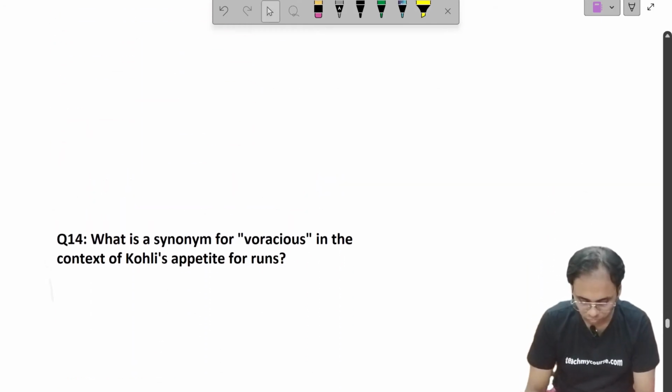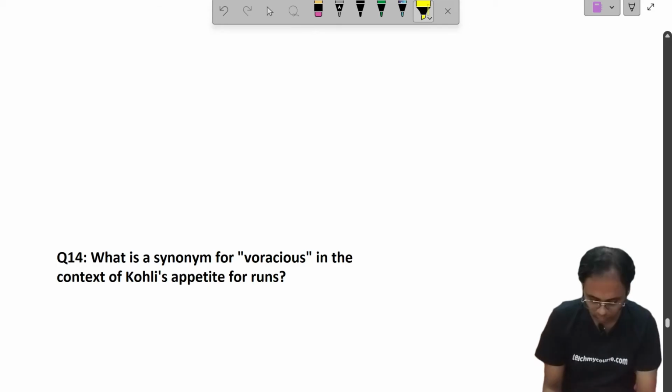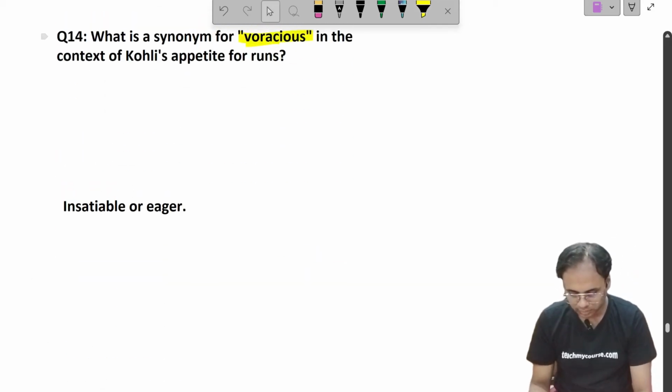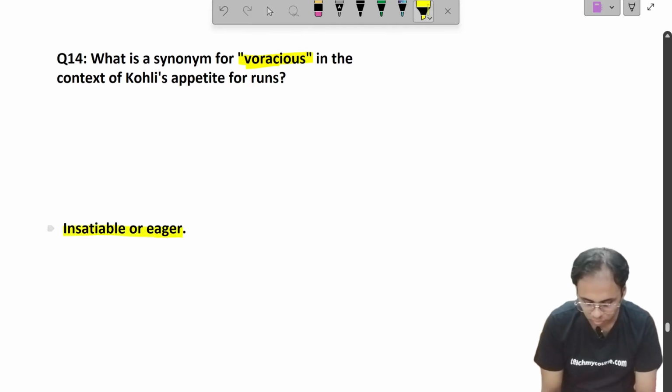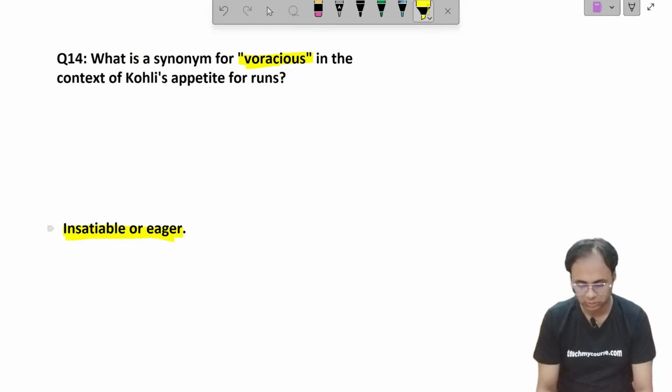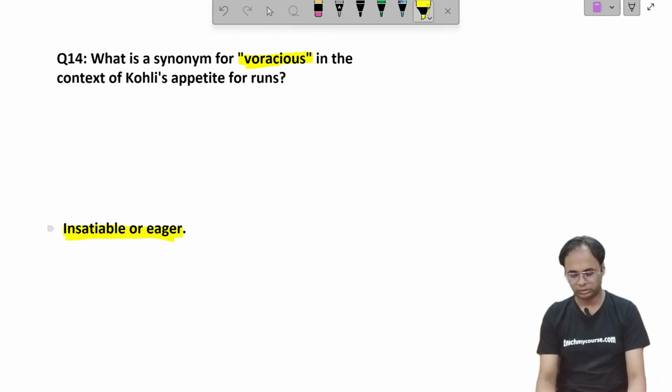Next is, what is the synonym for voracious, in the context of Kohli's appetite for runs? It is insatiable or eager. Like I have told you, a lot of hunger for the runs. So this is the synonym for voracious in the context of Kohli's appetite for runs.